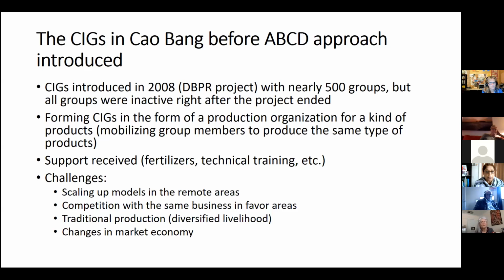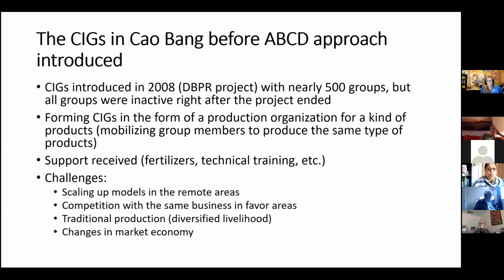Okay, thank you. So in this talk, I will speak only about the CIG, Common Interest Group. Let me go back and give some information about CIGs before the ABCD approach was introduced in Cao Bang. As I mentioned, CIGs were introduced in Cao Bang in 2008 in the first phase of the IFAD project. They formed about 500 groups, but all the groups became inactive right after the project ended.